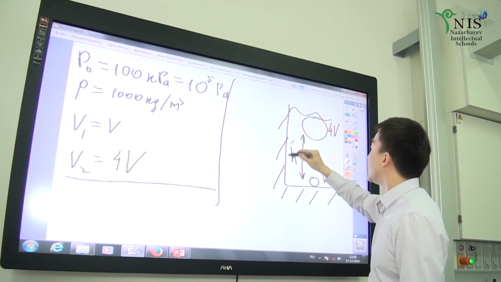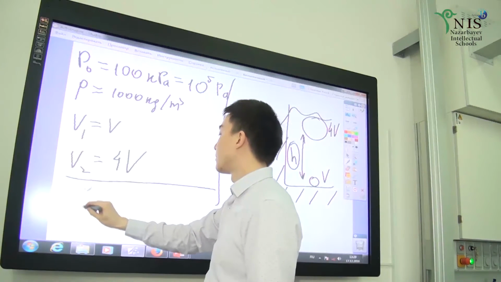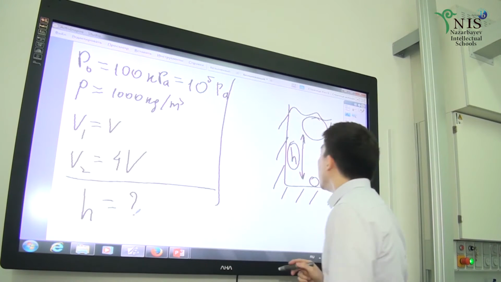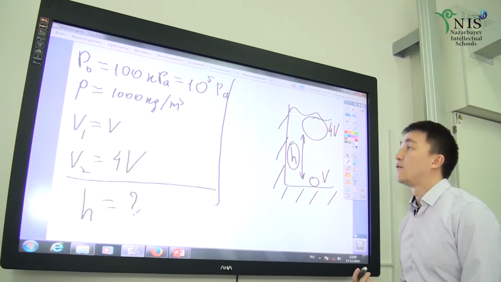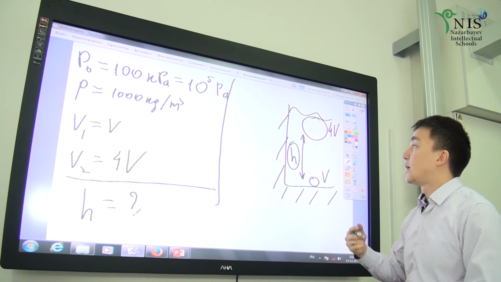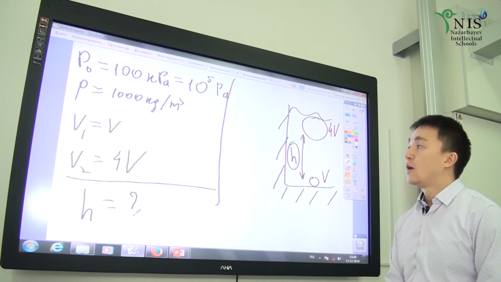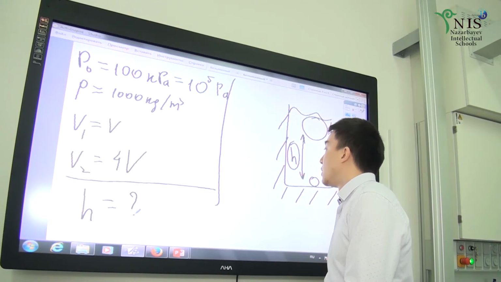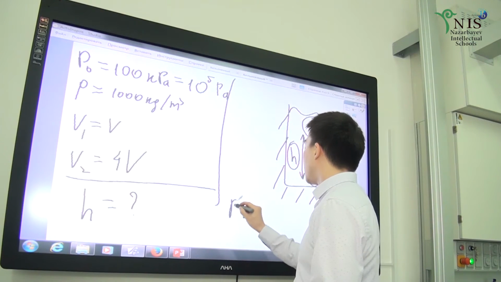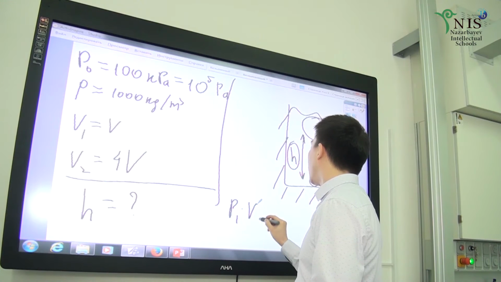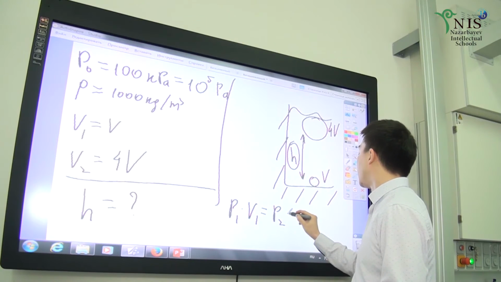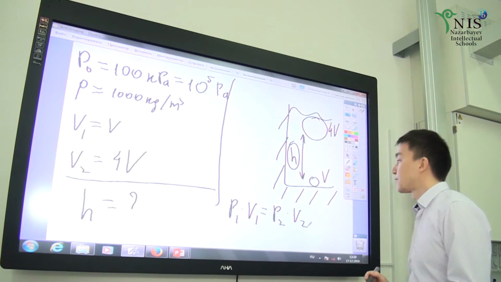Let's symbolize it with the letter H, the height of a lake. So, in our case, we have a difference of pressure and a difference of volume at constant temperature. Therefore, we can use the Boyle-Mariotte equation: pressure 1 multiplied by volume 1 equals pressure 2 multiplied by volume 2.